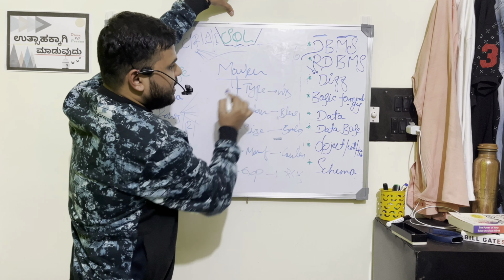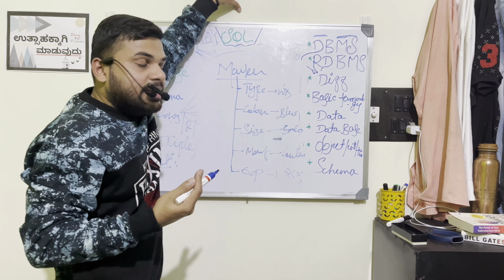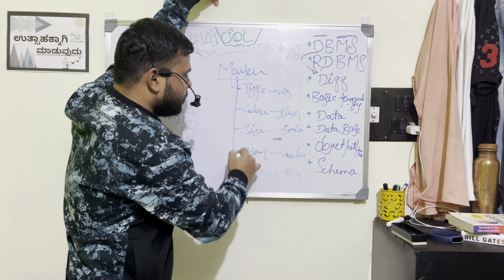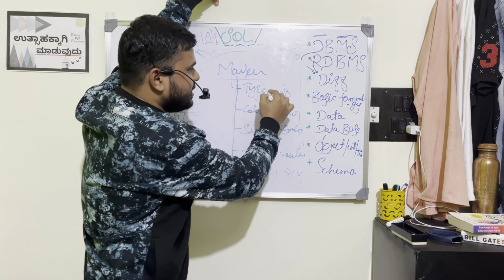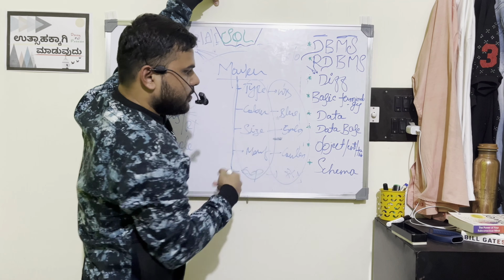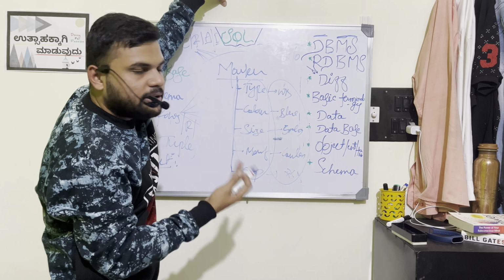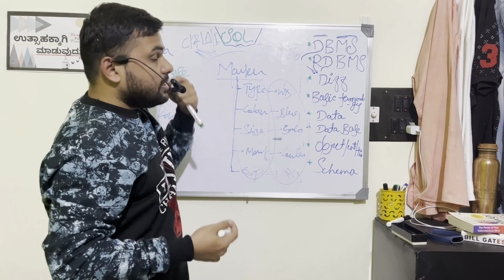Object is a real world entity. Each and every entity has its own attributes and properties which describe themselves, and is known as an object or entity or table. This is all about today's class.